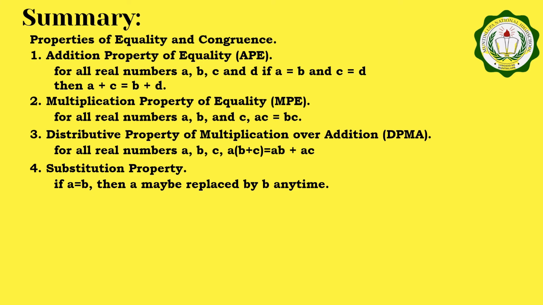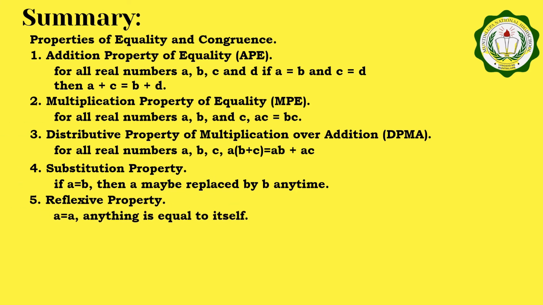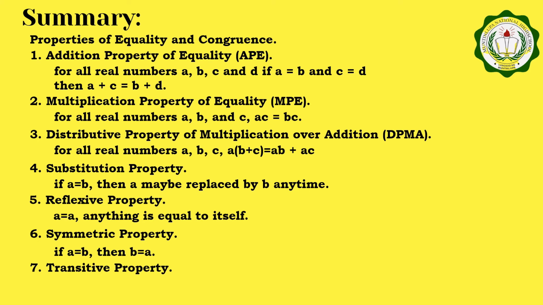Moving on to the properties of congruence, we have the reflexive property. The reflexive property states that anything is equal to itself. So a is equal to a. We have also the symmetric property. In the symmetric property, it states that if a is equal to b, then b is equal to a. Then we also have the transitive property. The transitive property states that if a is equal to b and b is equal to c, then a is equal to c.